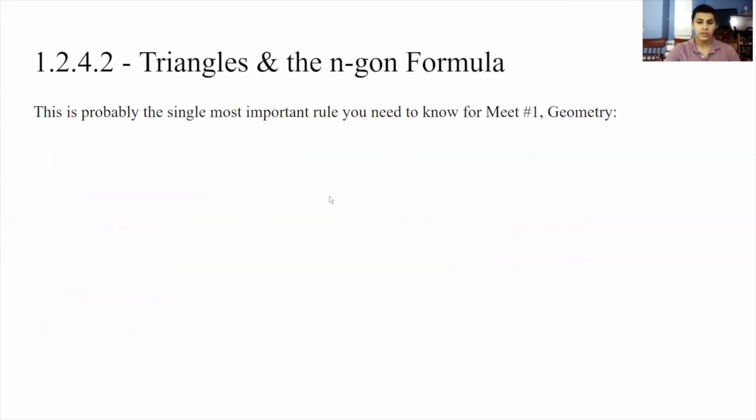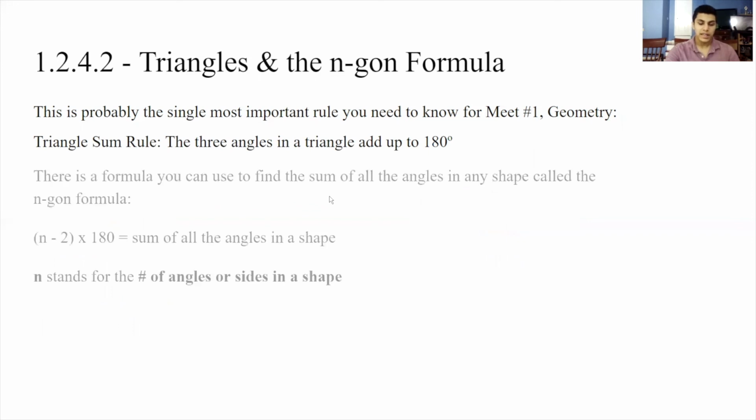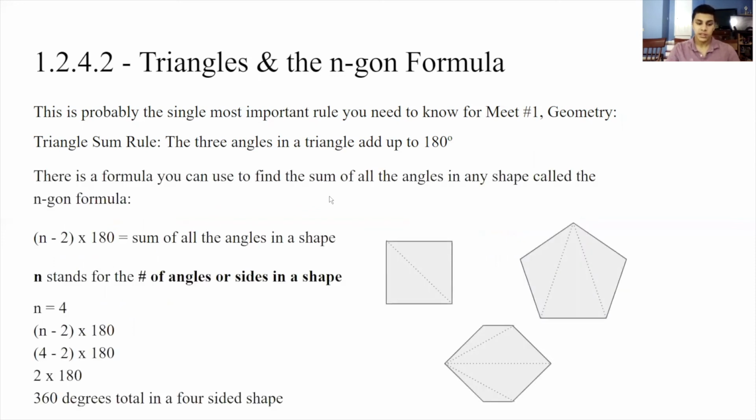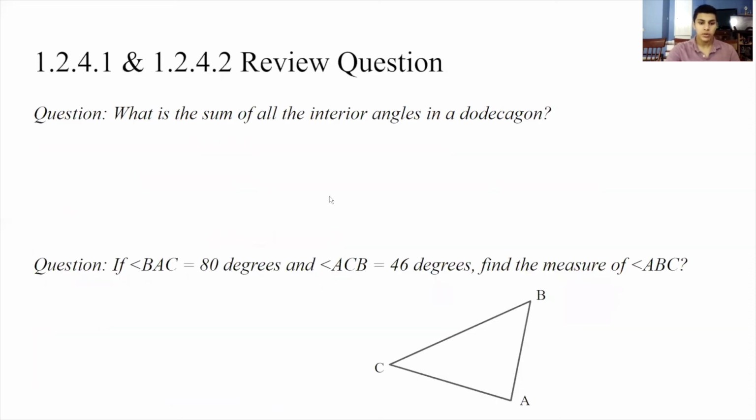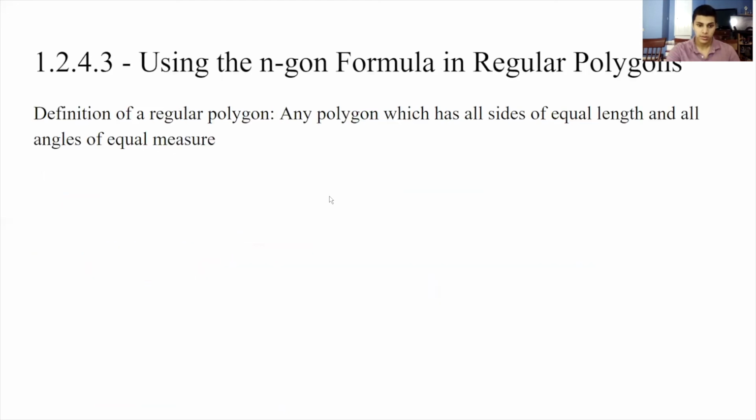After that, we talked about triangles and the n-gon formula. So the first rule, the triangle sum rule, is super important, that all the angles in a triangle add up to 180 degrees. And then the next thing is the n-gon formula, which is to find the total number of degrees in any shape. And we went over the reason that this works: the n-gon formula figures out how many triangles there are in any type of shape and then multiplies that by 180 degrees to find the total number of degrees per all the triangles or per the entire shape. Then we did 2 review questions, first finding the sum of all the interior angles in a shape, and then using the triangle sum rule to find the measure of one angle in a triangle.